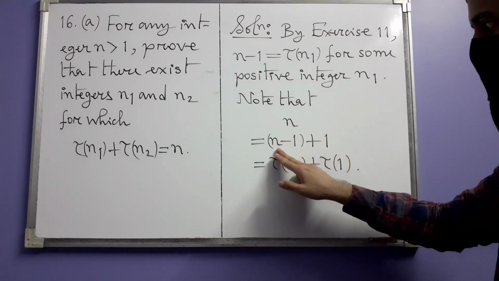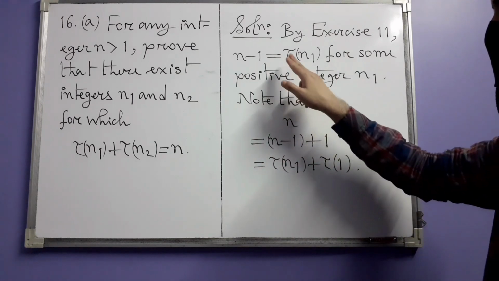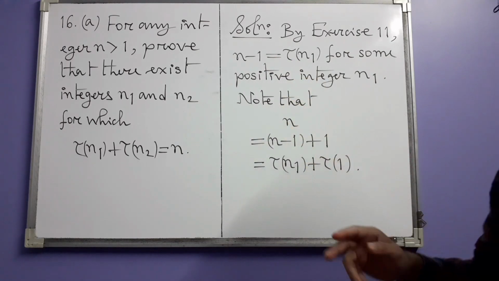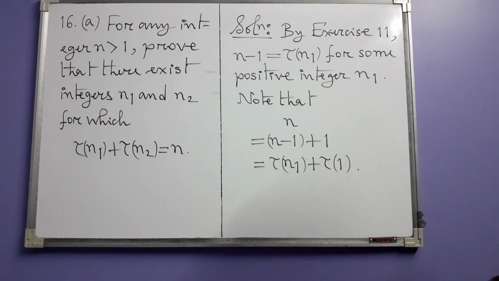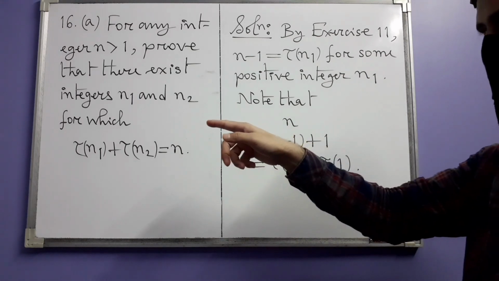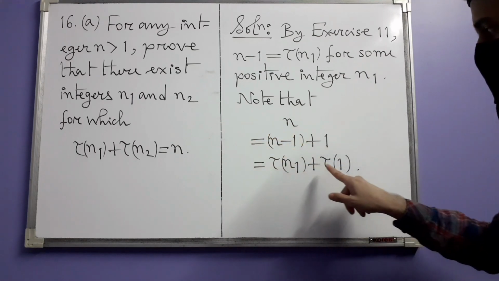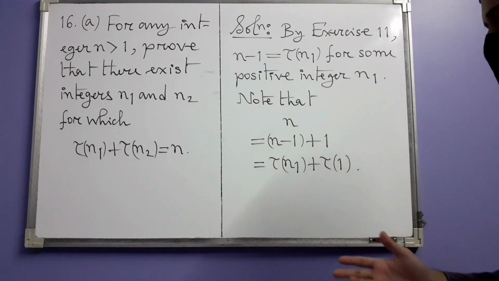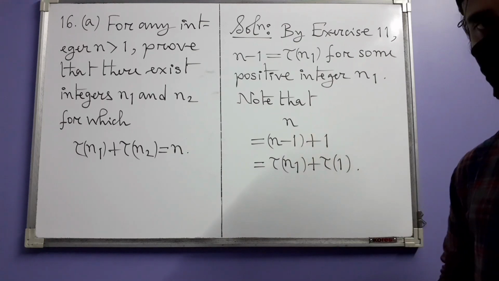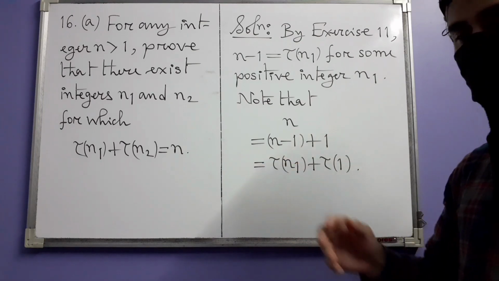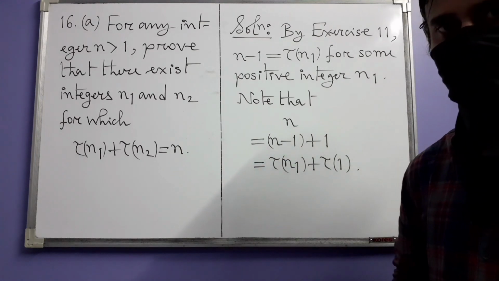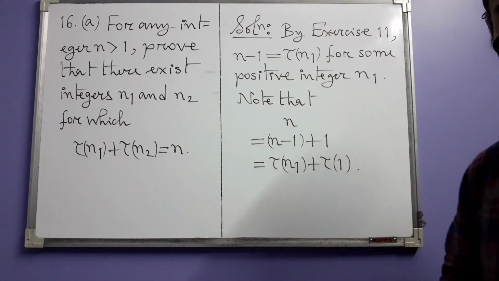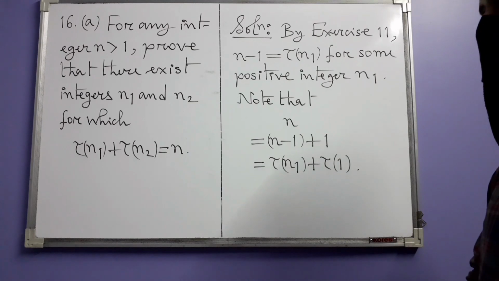So now with this fact, it's pretty easy to express n like this. In place of n, you write n minus 1 plus 1, and then you write tau of n1 in place of n minus 1, and you already know that tau of 1 is equal to 1. So one of those positive integers is this n1 and the other one is 1, that means n2 is 1 in this case. I am not saying that this is the only way of writing n, but we just want to show that there exists at least one such representation of n as a sum of two tau values. So that's it, that's the solution to part A. Next let us see part B.